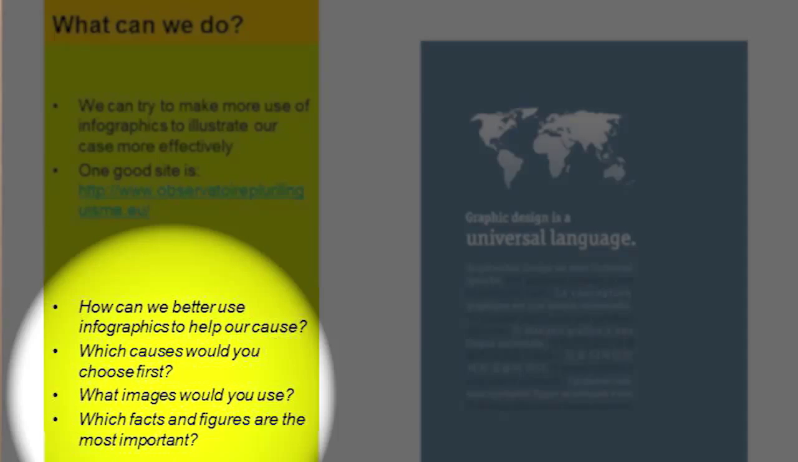But some of the questions that I would leave you is, how can we better use infographics to help our cause? Which causes would you choose first? What images would you use? And what facts and figures are most important? Now, I was looking around the room here. When we're all together, all 40 of us, if you look at here, what are the images? Well, obviously the facts and figures we could say about the Wulkow group.